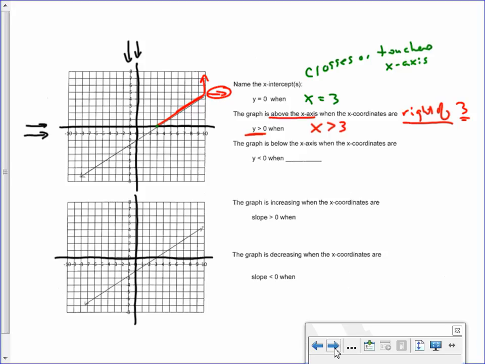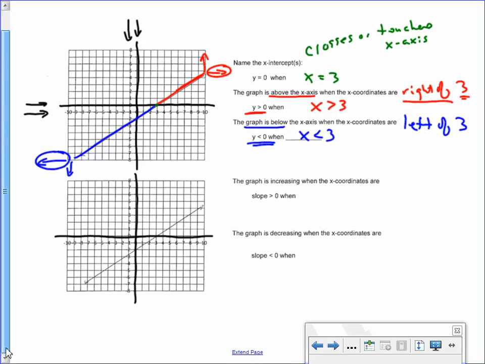We'll switch colors. Blue. Where is the graph below? Which is this end down here. And it's headed down, but it's also headed to the left. And so we are going to say this happens when it is left of 3. y is less than 0, that's the math way of stating it. And left of 3 can be written as x is less than 3. Well, it doesn't have that between, look at the first part.